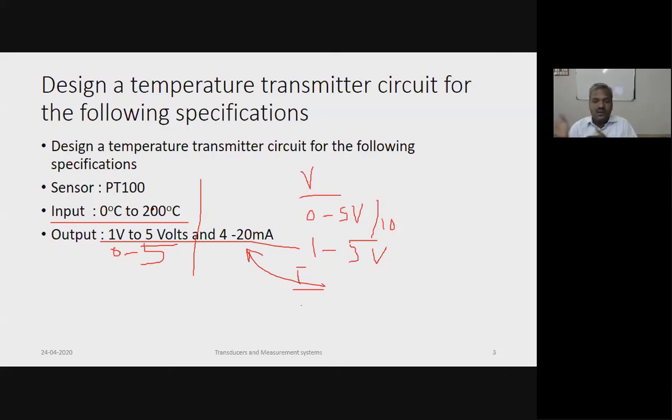transmission from one place to another place. The distance may be very long, even a kilometer, 2 kilometers, 3 kilometers. So for long range transmission, voltage signal is not preferable, because if you pass voltage, it will drop in the cable. Okay, the cable has some small resistance, so the voltage is dropped across the resistance. Whereas if you pass the current signal in a series circuit, current signal is preferable.